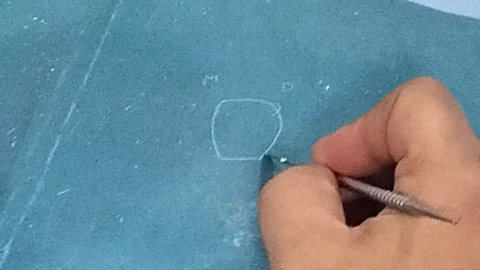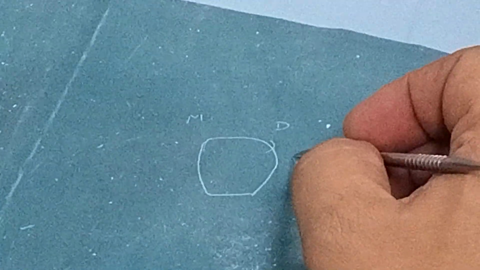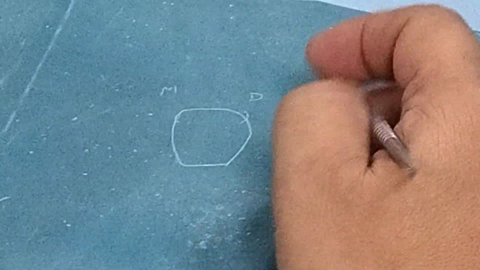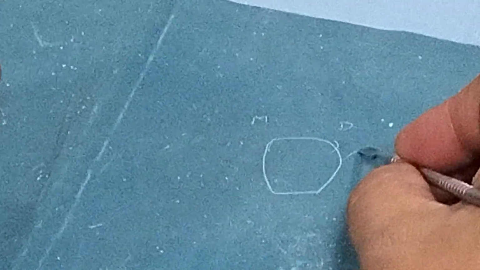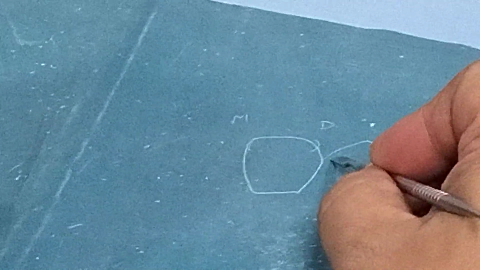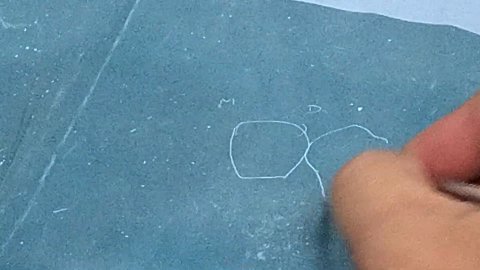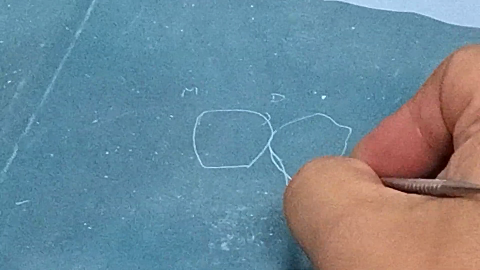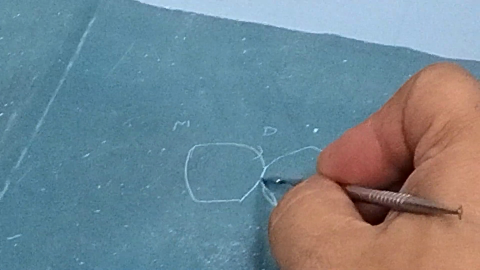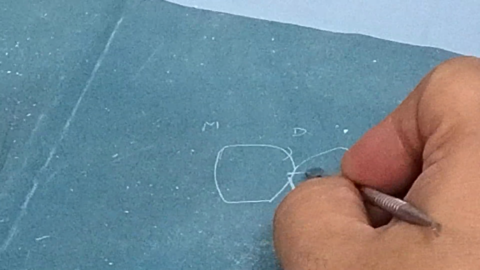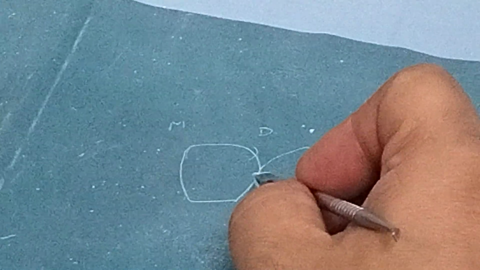Why? Because it has to be in contact with canine. Now canine is again a curved surface. So how is the canine? Something like this. Okay? And the contact point here is approximately in middle 1/3.